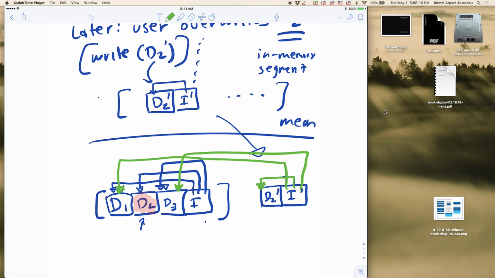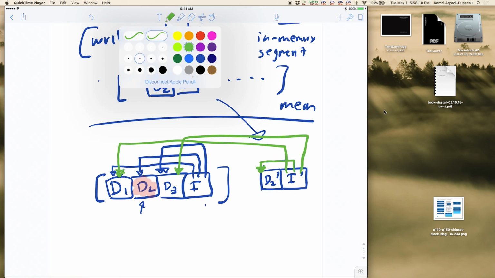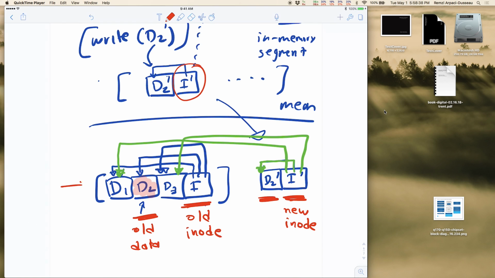What's happened here? We overwrote a particular block of an existing file. In order to do that in LFS, we ended up creating a new version of the inode. So this one is the old inode. This is the new inode. And this, you can see, is the old version of the data. And over here somewhere later in the disk, and the disk is very large, this is the new version of the data of D2. And then these are just the existing versions. D1 and D3 haven't changed, so we just leave them in place.